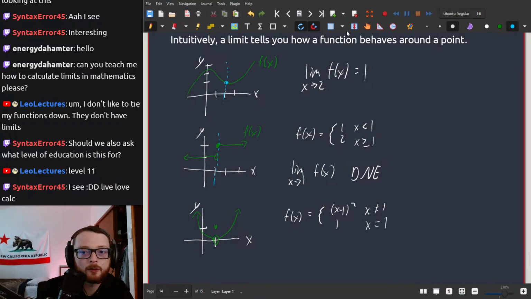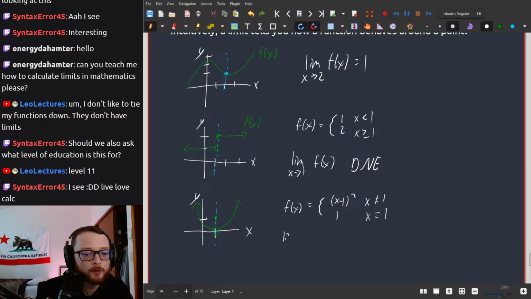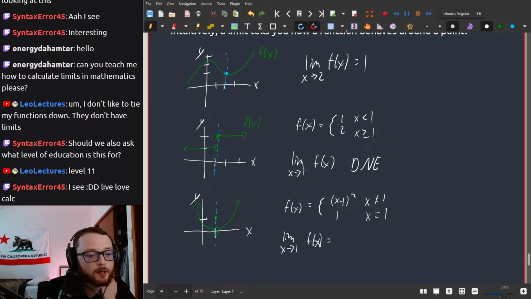And so again, the interesting place to think about here is x equals 1. So the limit as x goes to 1 of this function, well, from the left, it looks like it's headed towards 0.